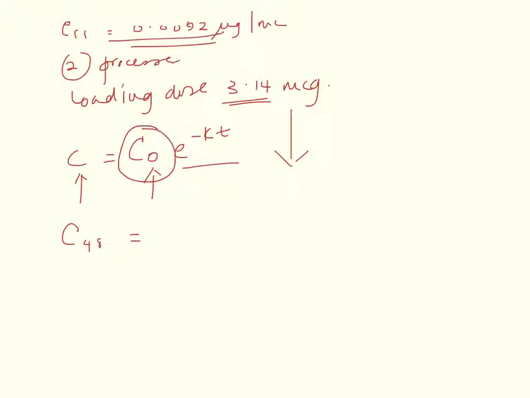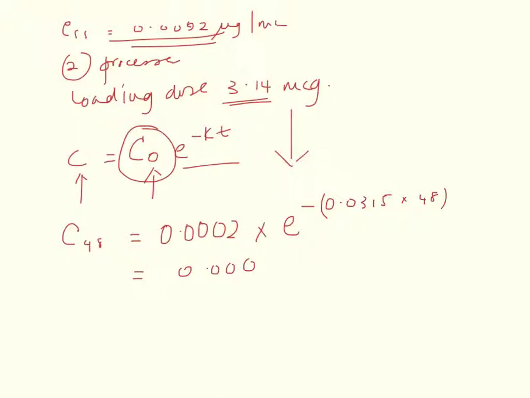So the steady state concentration is 0.002 multiplied by e to the minus k. What was k? We worked out k. Hang on a sec. K turned out to be 0.0315, multiplied by 48. When you work out all this, the answer you get would be 0.0000, four zeros, 4 milligrams. Alright, so this is the loading dose part of the problem. The loading dose part of the process gives us 0.0004. So now I'm going to start erasing everything.